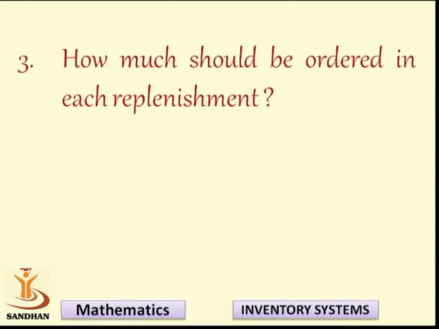And the third question that we need to answer at this juncture in order to control our inventory is, how much should be ordered in each replenishment? We said that there are three ways of replenishment. We also talked about how much of an item should be stocked. But now when we need to place an order, how much of it should be ordered?